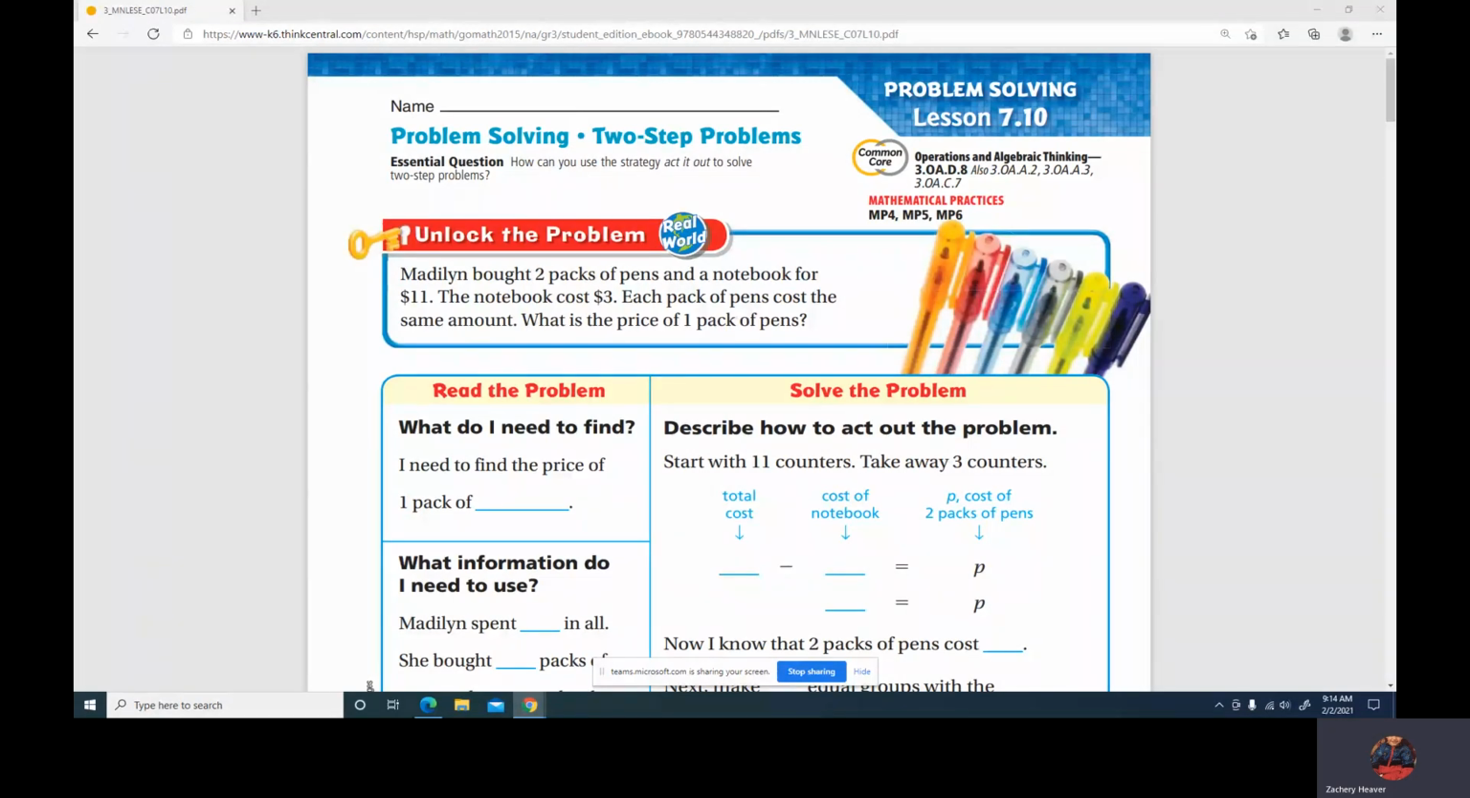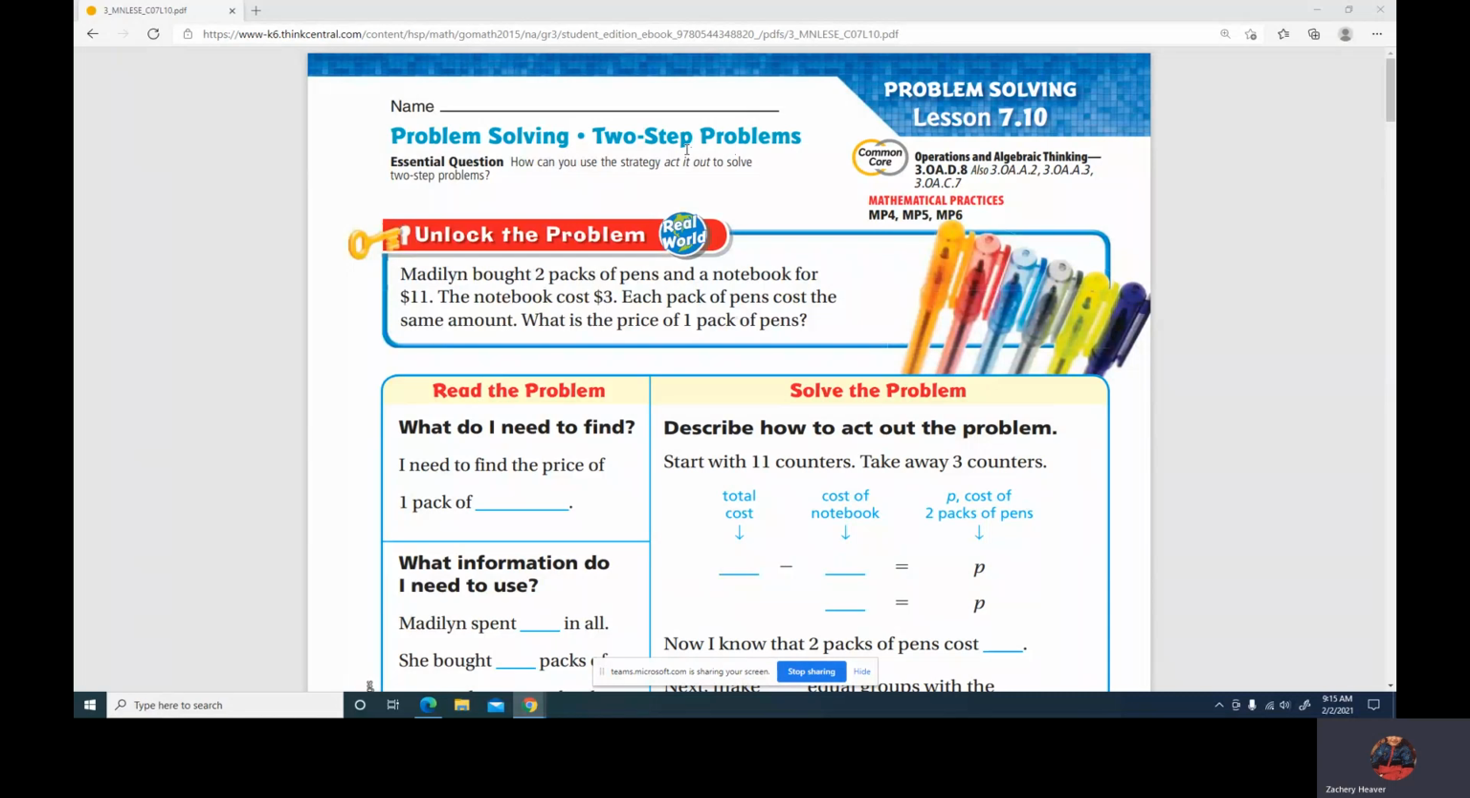Okay, so today we're looking at lesson 7.10, and we're almost done with chapter 7, which is all of division, and it's two-step problems. Two-step problems are kind of our toughest thing because we're still not that good at figuring out what we need to do first. So we always have to find what we have to find, and then figure out what to do first, then next.